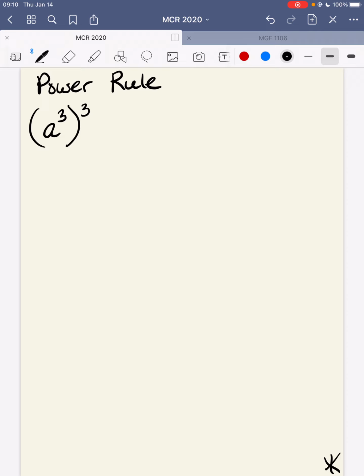You can think of this in one or two ways. I could think of it just strictly as the power rule, and the power rule says I go ahead and take my exponents and I multiply them, and that gives me a to the 9. Okay. If for some reason you forget the power rule, we can also use our rules for exponents that say this outside exponent tells me to multiply everything in here that many times.